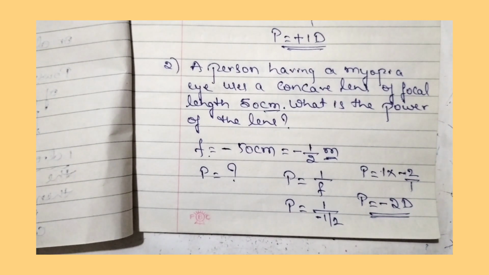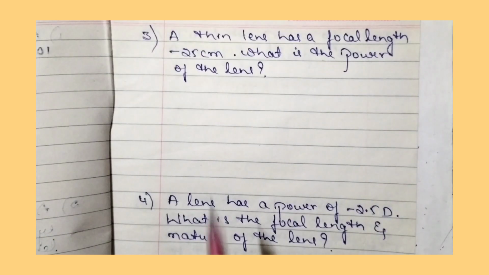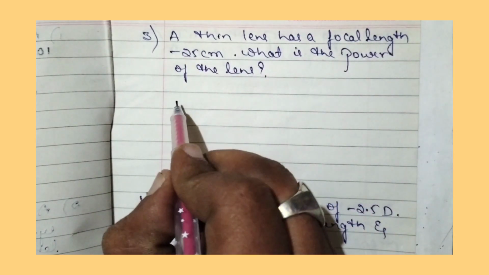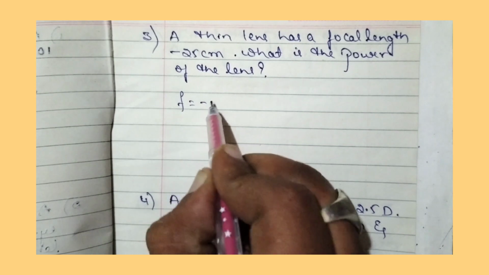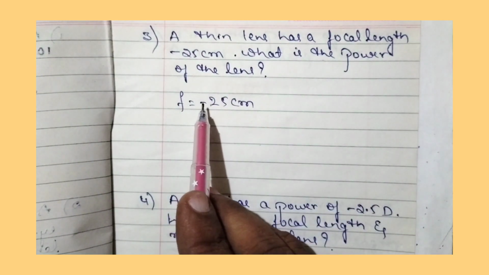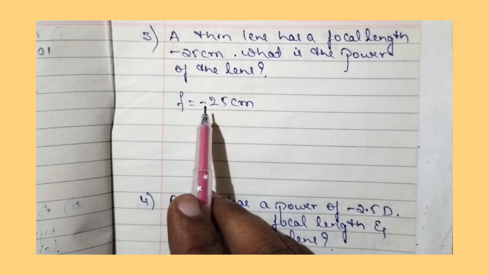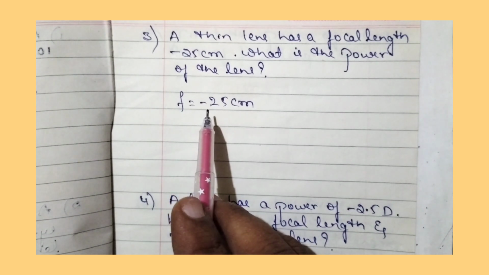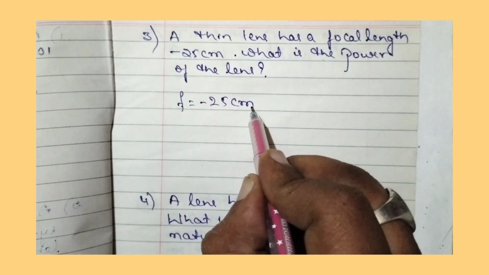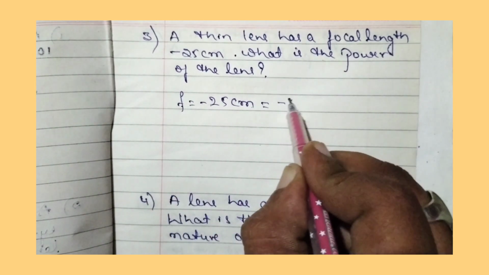So now let us move to the third question. A thin lens has a focal length minus 25 centimeter. So focal length is given as minus 25 centimeter. Here, as the minus is given, we must decide. Yes, it is a concave lens, because for concave, focal length will be minus. So centimeter is given, you convert it into meter.